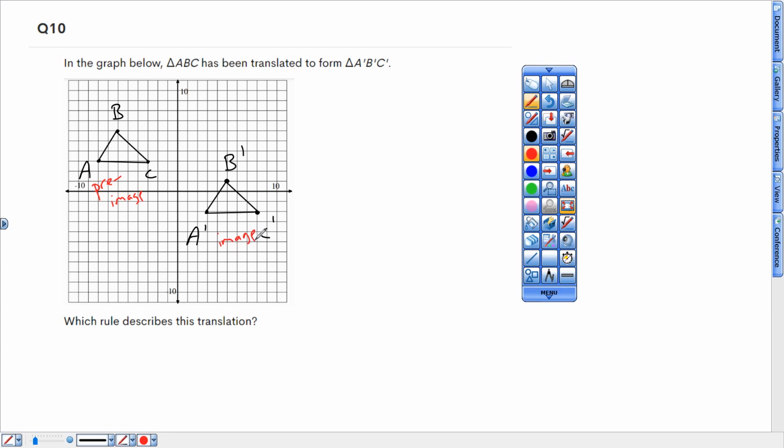So if I look at point B, from the original pre-image B to the new B, I'm going way to the right. Count my boxes: 1, 2, 3, 4, 5, 6, 7, 8, 9, 10, 11. And then to go straight down to the new B, I'm going down 1, 2, 3, 4, 5, down 5 boxes. The way we write this rule is this. We write the X number like a coordinate and we plus 11, because for every coordinate we're adding 11 to get the new coordinate.